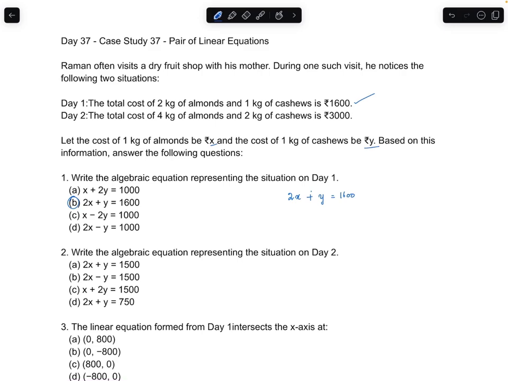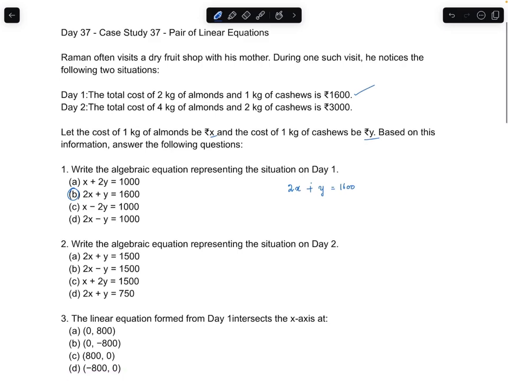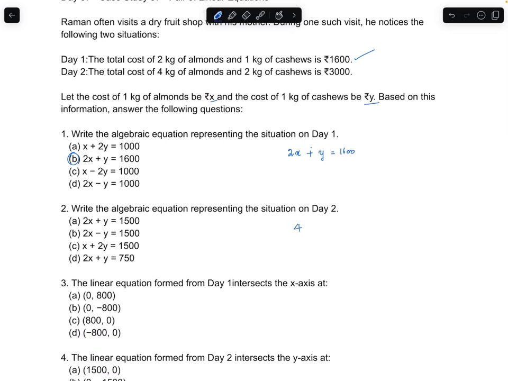Second question. Write the algebraic equation representing the situation on day 2. 4 kgs of almonds, 4x, plus 2 kgs of cashews, that is 2y, is equal to 3000. Dividing this equation by 2, we get 2x plus y is equal to 1500. The answer is option A.